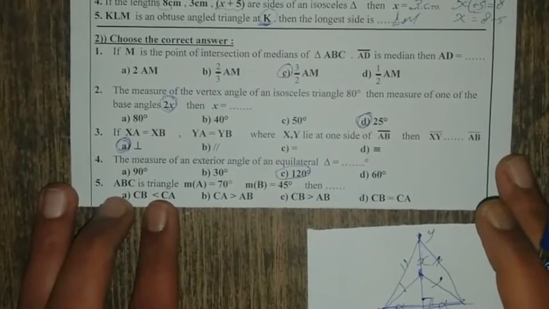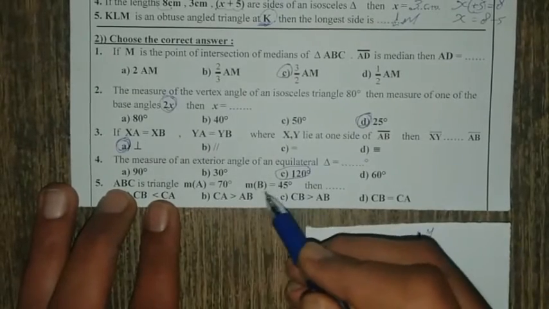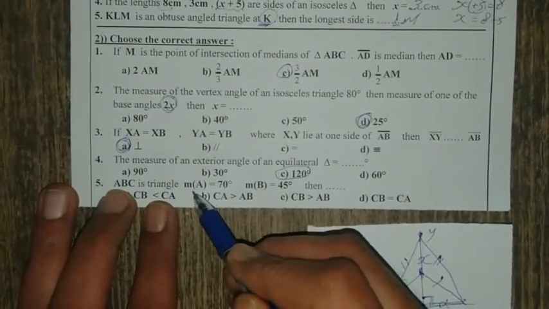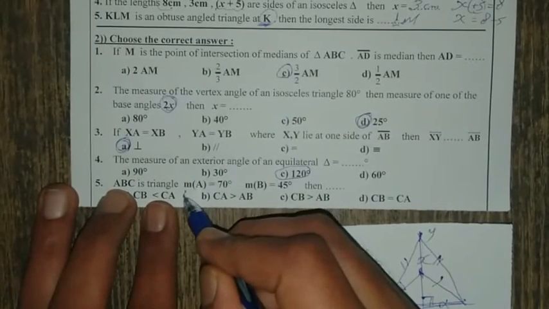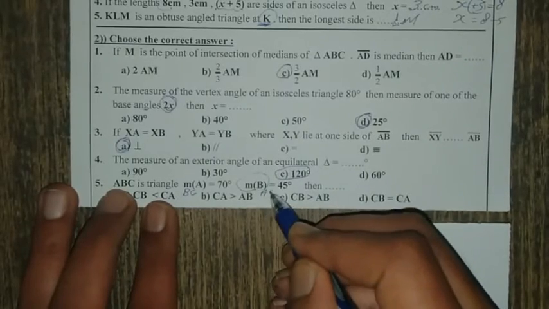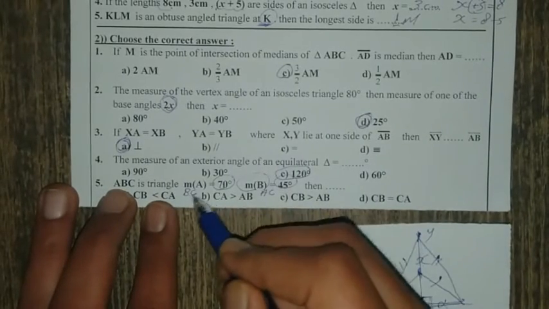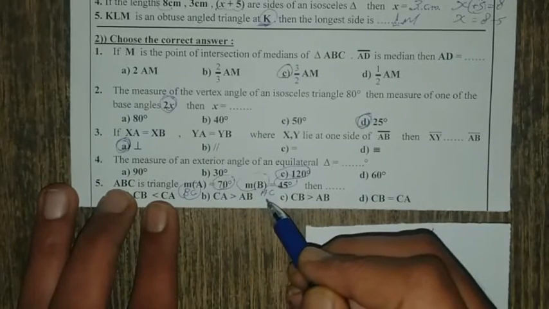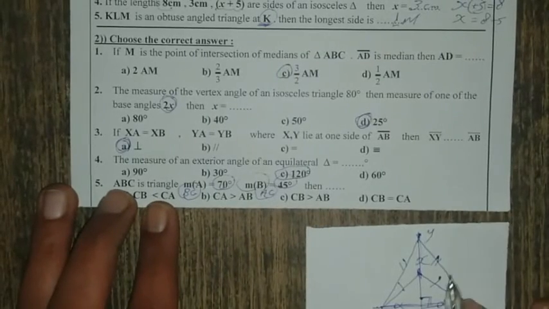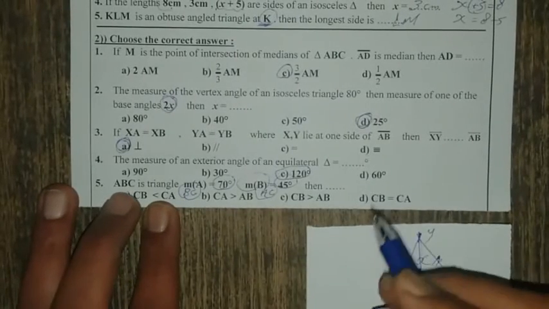The last question in this sheet. ABC is a triangle, the measure of angle A equals 70 degrees, the measure of angle B is 45. Then what is greater than what? The side opposite to angle A is BC. The side opposite to angle B is AC. This means we have 70 greater than 45, so the side BC is greater than the side AC. But in the choices, we have no such option.